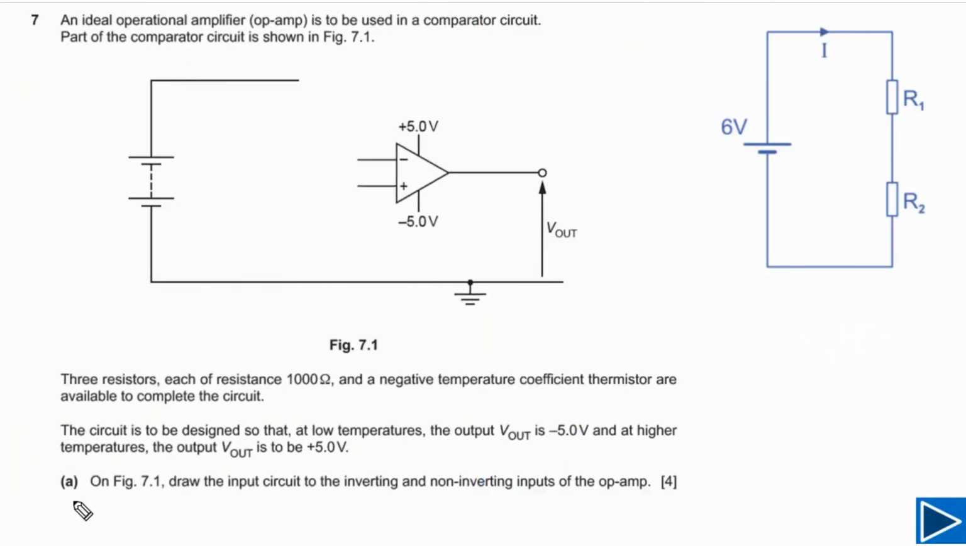For question 7 part A, we simply need to draw a circuit on figure 7.1. We need to use three identical resistors, and the resistance of each resistor is 1000 ohms. We also need to use one negative temperature coefficient thermistor. Often we call this one an NTC thermistor.